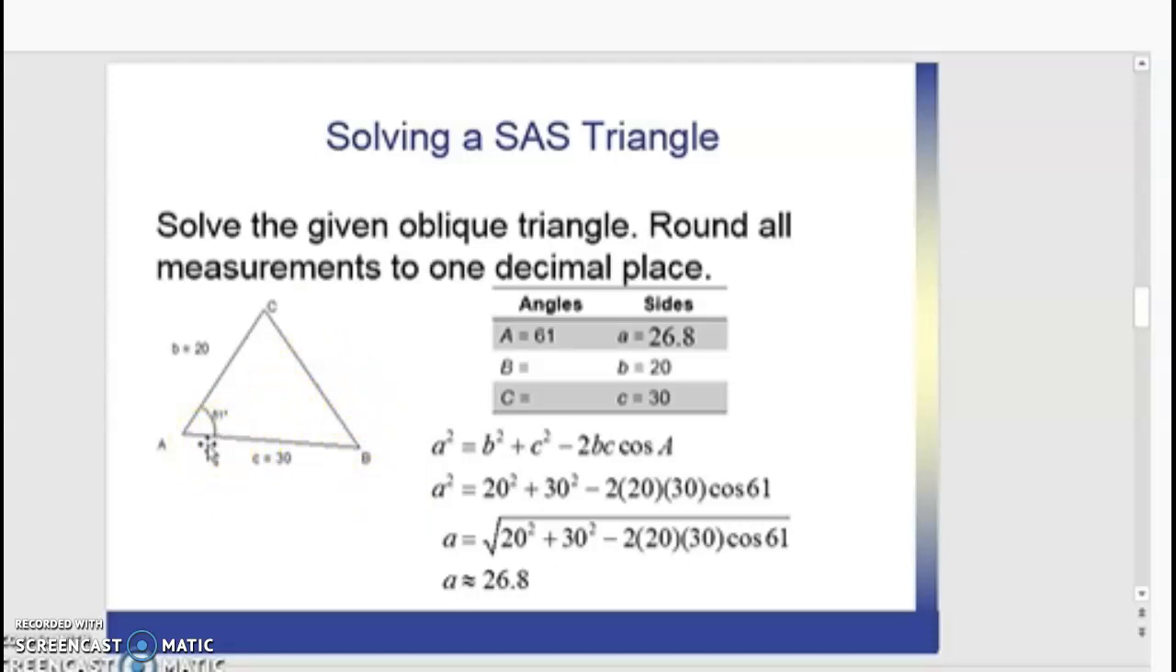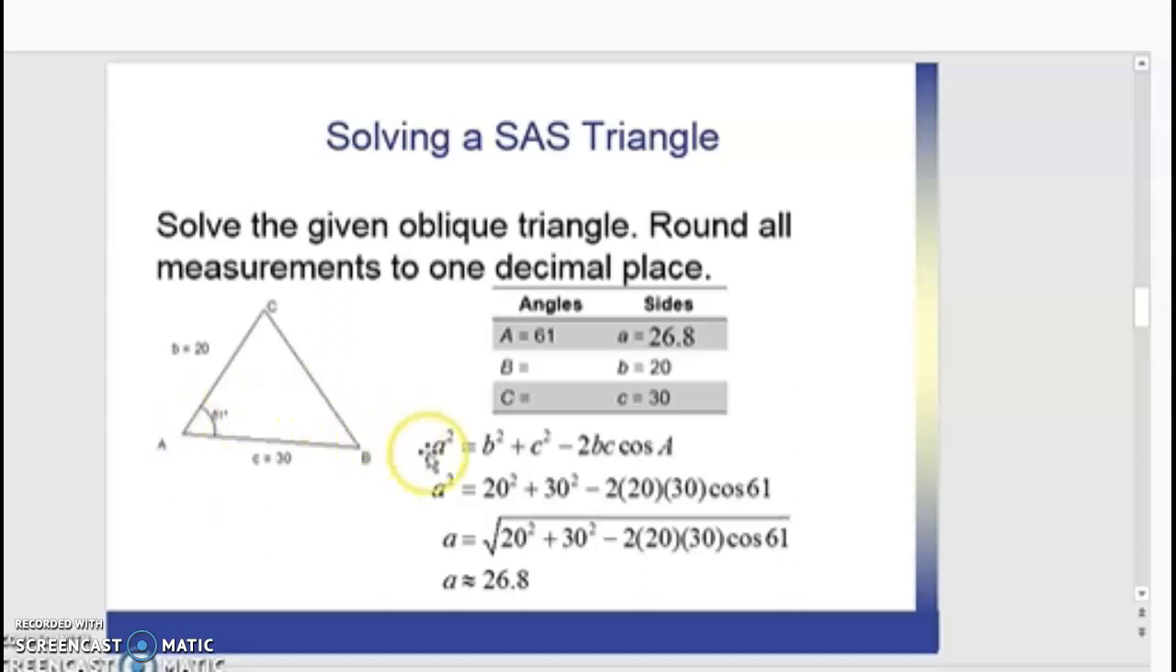So we do not have enough to start with the law of sines, so we jump right into the law of cosines. Of course, if we find the length of side A, that side opposite angle A, we would be able to move forward with the problem using the law of sines, which is a little bit shorter.